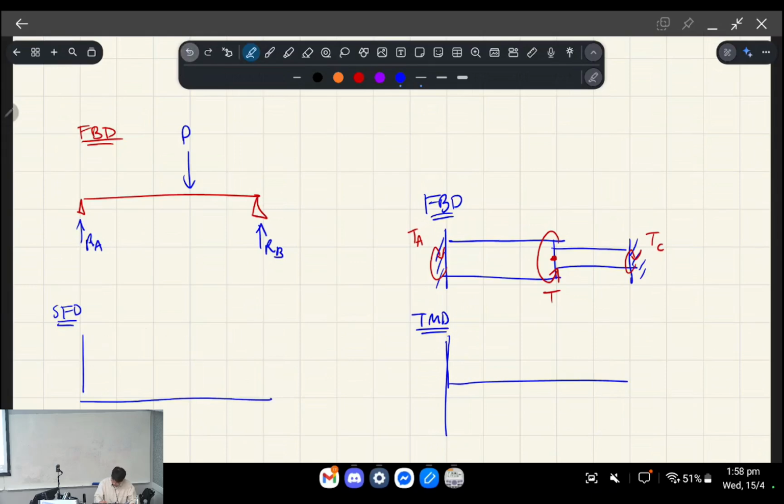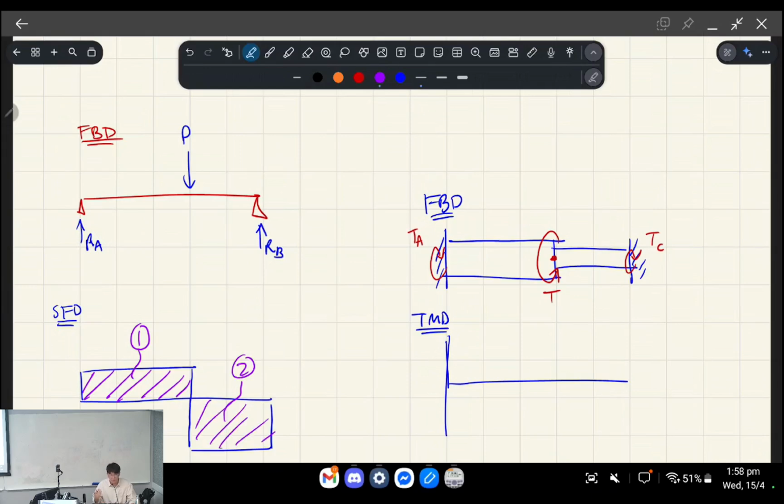Oh, sorry. It would be lower. It would have a lower reaction at A and a bigger reaction at B because it's more leaning towards the B. And for the system to be in equilibrium, this first area has to equal this second area, right? Yeah. So that's for shear force.